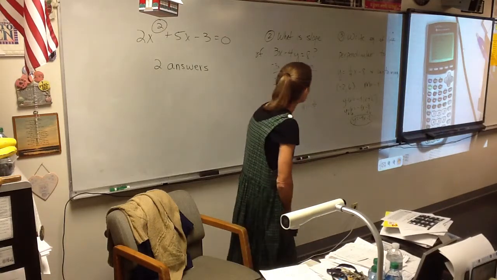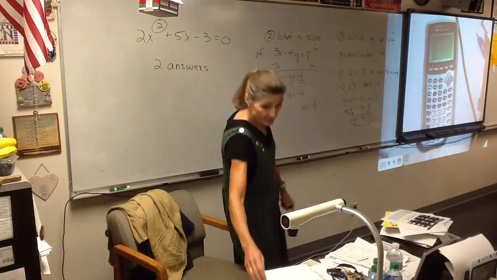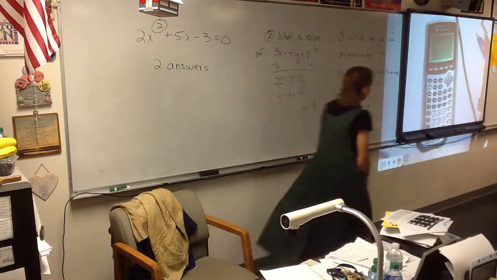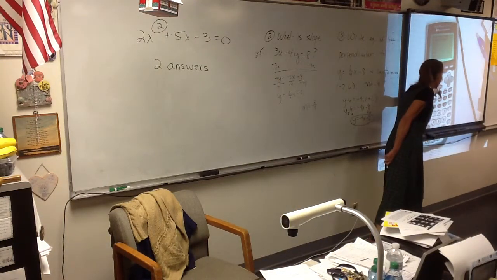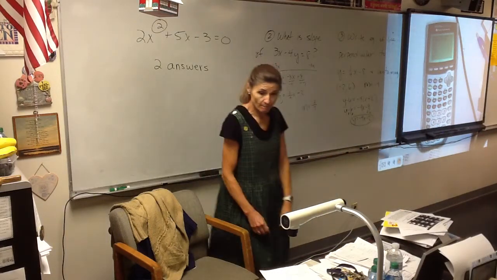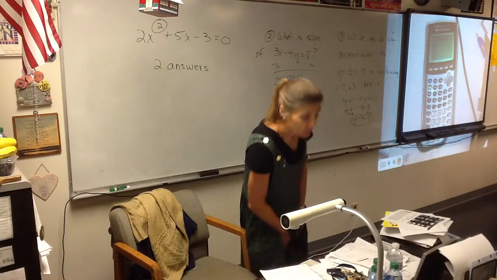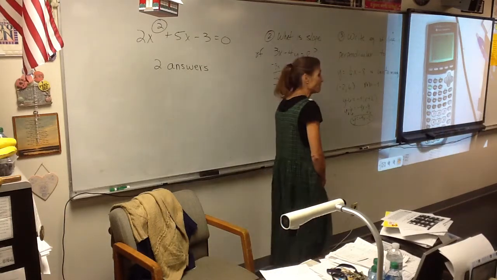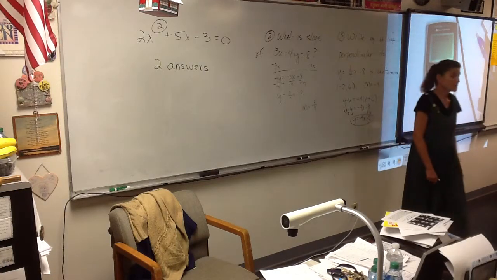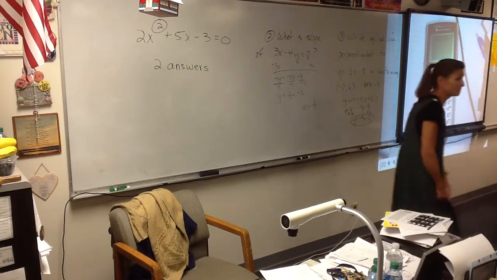Now we have 2x squared plus 5x. And remember, your variable button is right here. If you want an X, that's where you press. And then minus 3. Now, we don't put the equals 0 part in. We're graphing this. So we just type 2x squared plus 5x minus 3. Everybody with a calculator got it in?